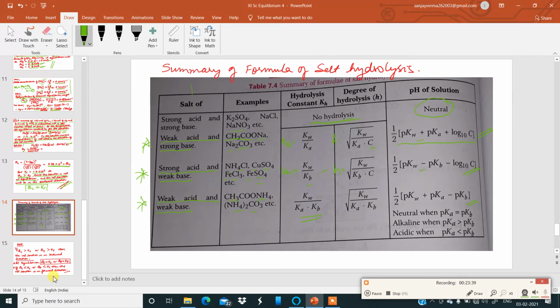Now when pKa is equal to pKb, it is a neutral solution. If pKa is greater than pKb, then the salt solution is alkaline. When pKa is less than pKb, the solution is acidic. So try to go through this chart, generalize it yourself according to your requirements, and remember this chart.